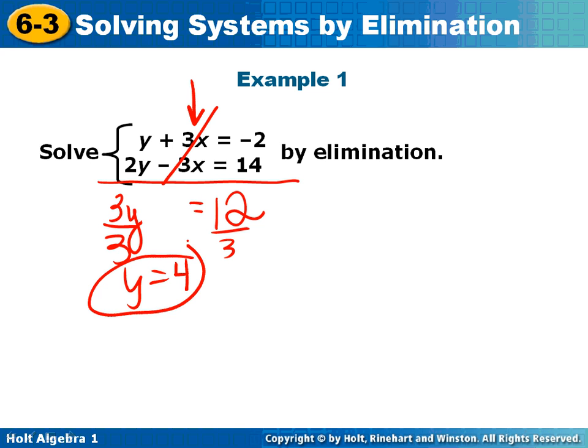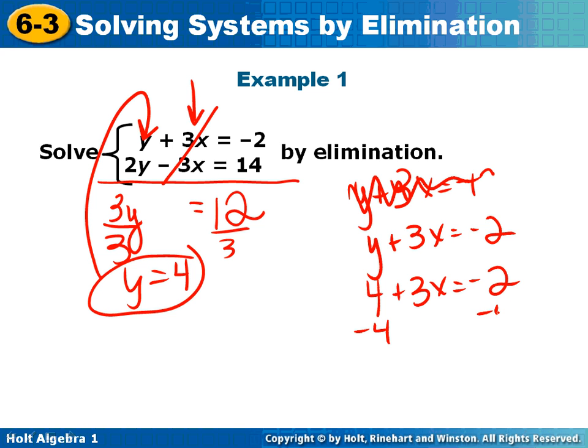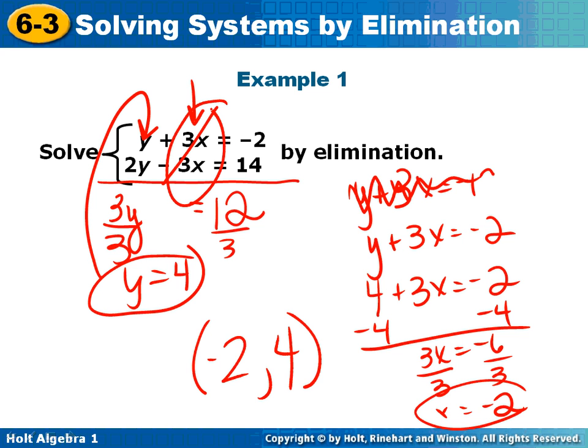Now I have y equal to 4. I'm going to plug it into the easier of the two equations. To me, that looks like it might be the first equation. So I'm going to rewrite the first equation. Y plus 3x is negative 2. 4 plus 3x is negative 2. Move the 4 to the other side. 3x is negative 6. Divide both sides by 3, and x is negative 2. Then I need to write it as an ordered pair, negative 2, comma 4. So the key to elimination is actually eliminating one of the variables.